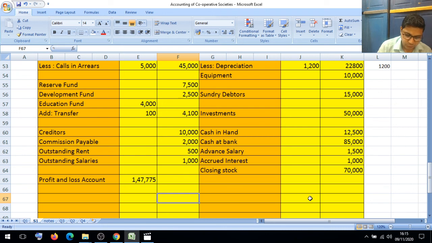I hope you understood what is going on. We have recorded calls in arrears also. We have to deduct it. 45,000 is the value. Reserve fund is 7,500, development fund is 2,500, then education fund is 1,400, creditors 10,000 recorded, commission payable 2,000 recorded, rent outstanding also 500, and outstanding salary 1,000 we recorded. Then after that, we have to show the balances of the asset side also that we have discussed. Now you have to close and find out the balancing figure which will be available.